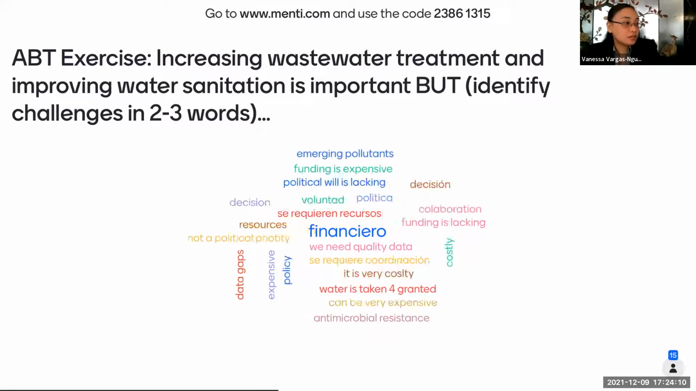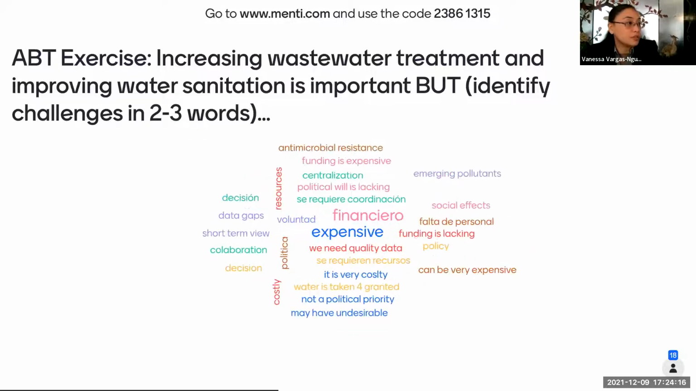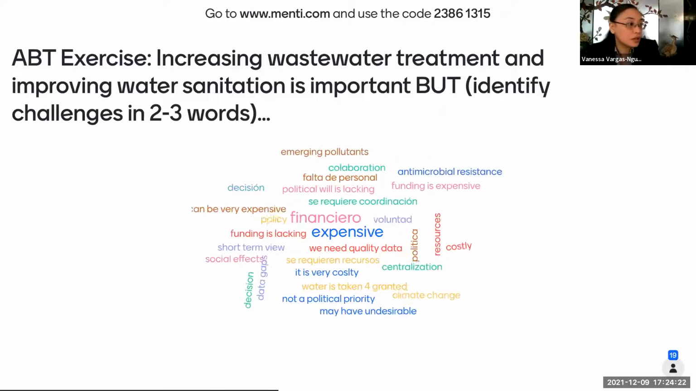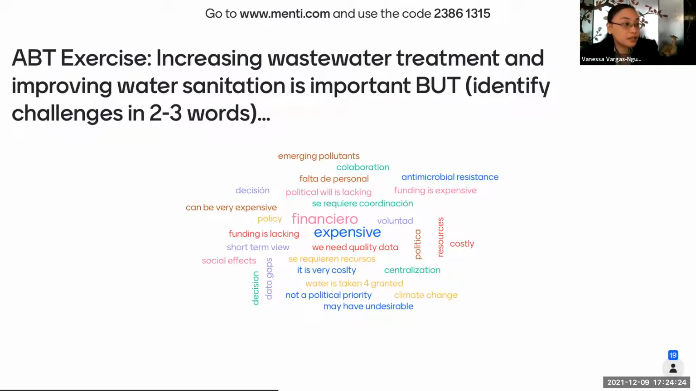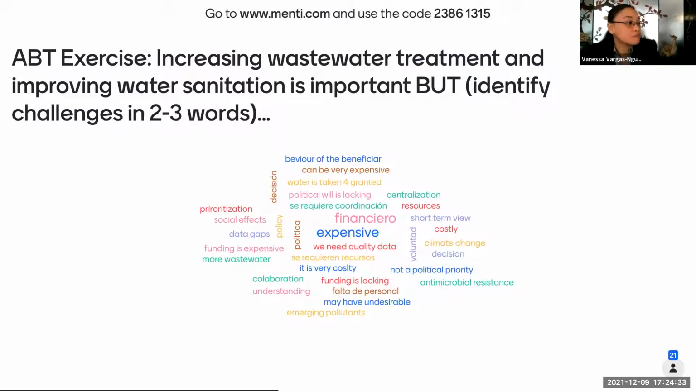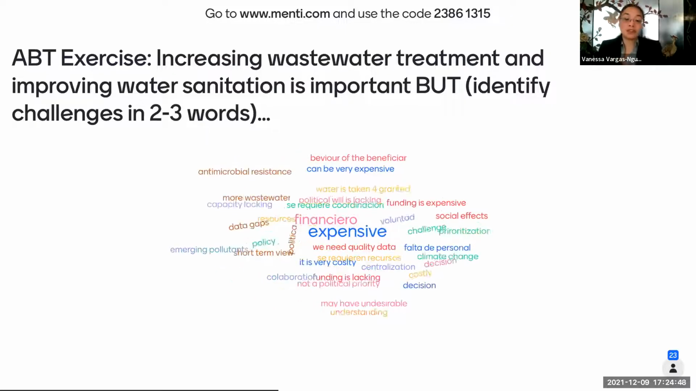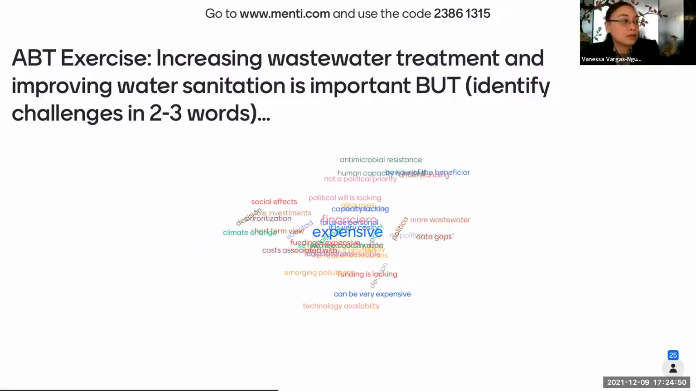Right? So we have here financial constraints. They're very costly, and it's not a political priority. There are a lot of challenges such as antimicrobial resistance, when we need quality data to do that. There's also climate change. Funding is expensive, data gaps, right? Collaboration is needed, more understanding, and it could be undesirable. So as you can see on that statement by my student, it can actually affect the health of communities if you live near wastewater treatment plants.